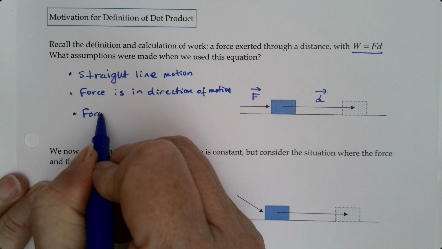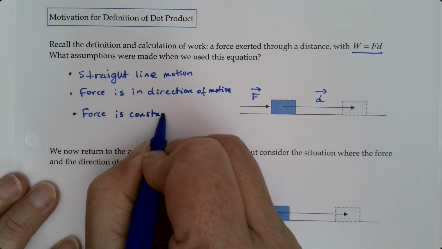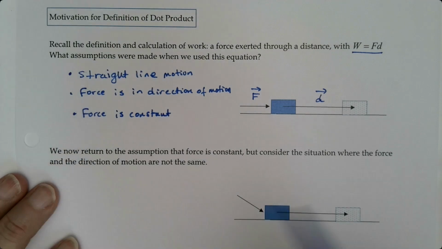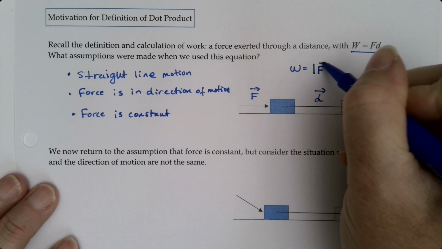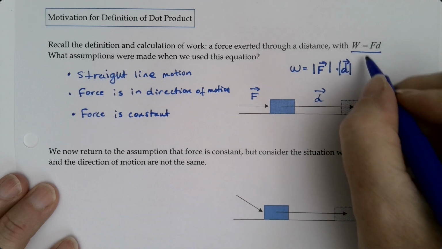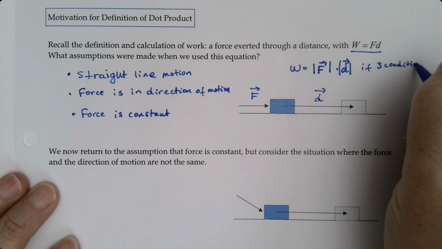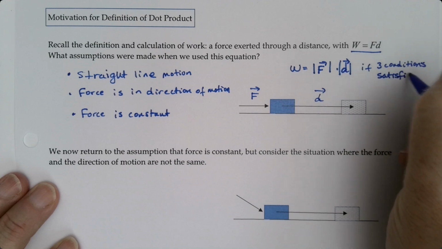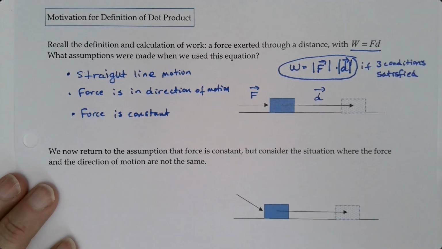Now, over time, we will play with all of these and make all of them go away because there's ways in Calc 3 to be able to deal with it when they're not true. But if they are true, then the work is equal to the magnitude of that force vector times the magnitude of that distance vector. But that's only true if the three conditions are satisfied. And that's a big assumption because most of the time for us they will not be.